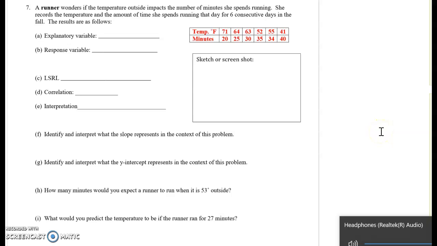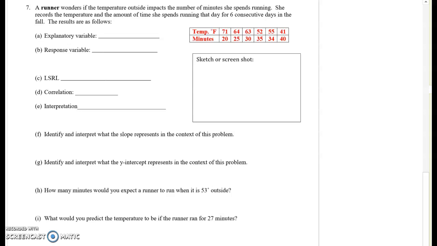I'm going to go over an example of a linear regression line, what to do on your calculator, and then how to interpret the LSRL. So we're going to start with reading the problem, which says, a runner wonders if the temperature outside impacts the number of minutes she spends running. She records the temperature and the amount of time she spends running that day for 6 consecutive days. So we can see those results in the table.